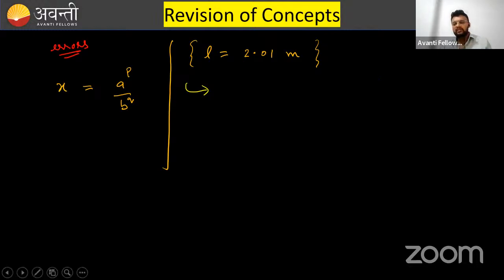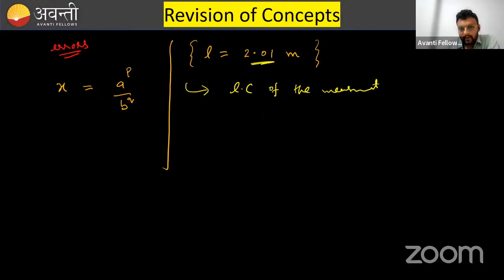In most of the questions, the question itself will give the error in the length, or error in some quantities, and ask in some other quantities. But if the error is not given, then what you can conclude is that the least count of the instrument of the measurement is your error in that measurement. So from this measurement, what is the least count? 0.01 meter is the least count.